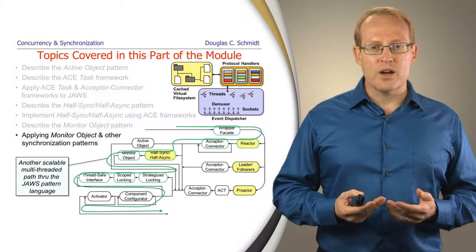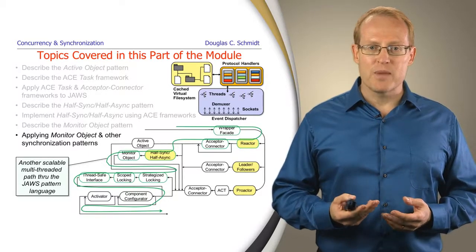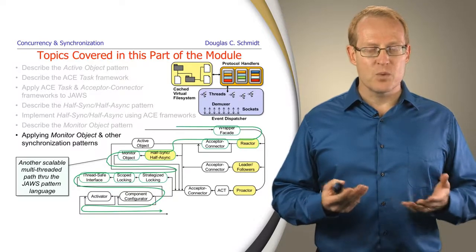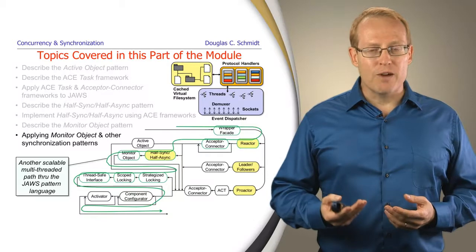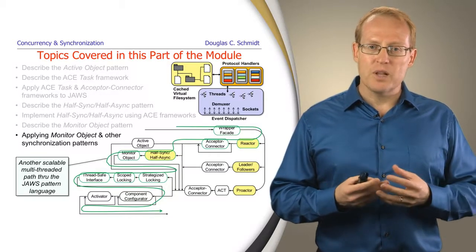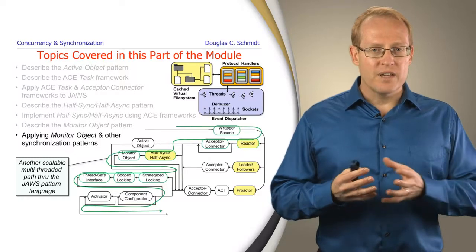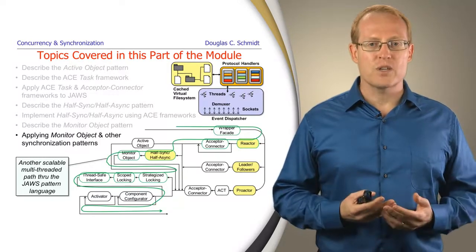We then moved on and talked about the half-sync, half-async pattern and illustrated how that pattern can be implemented using some of the frameworks in ACE as well. What we then did is we described the monitor object pattern and talked about how we could apply monitor object to a portion of the half-sync, half-async solution in order to implement a synchronized request queue.